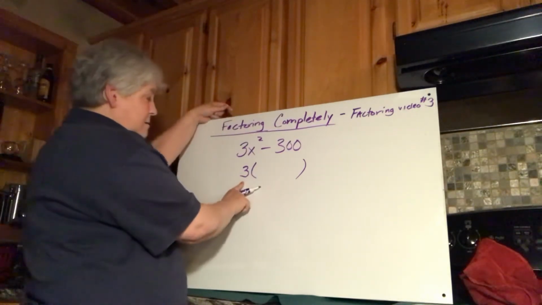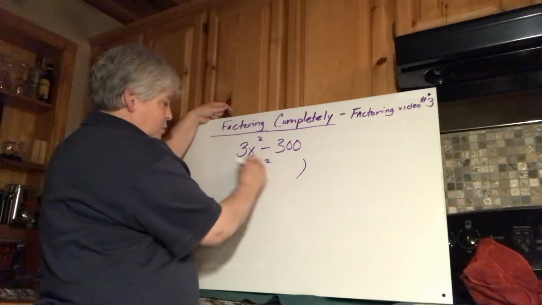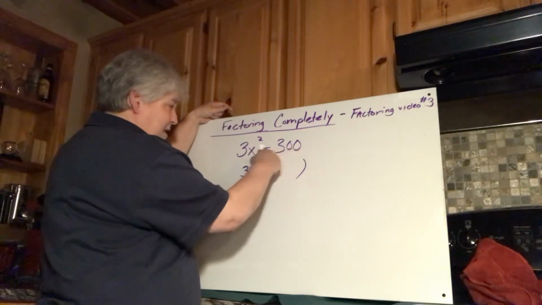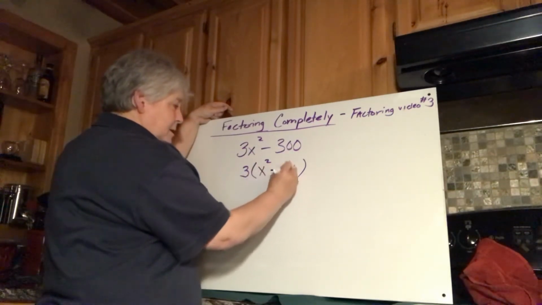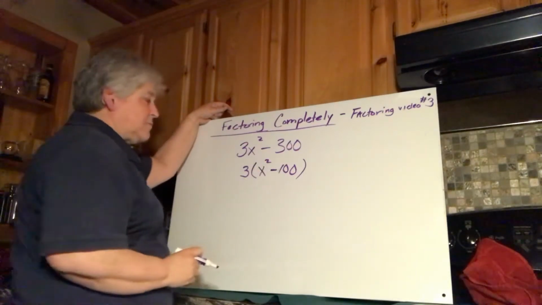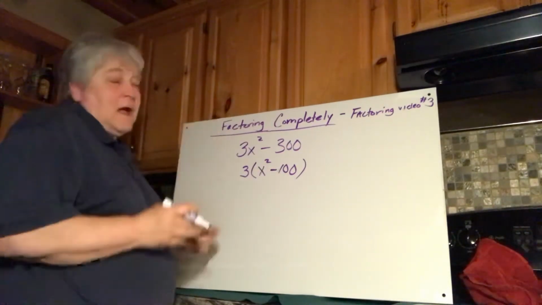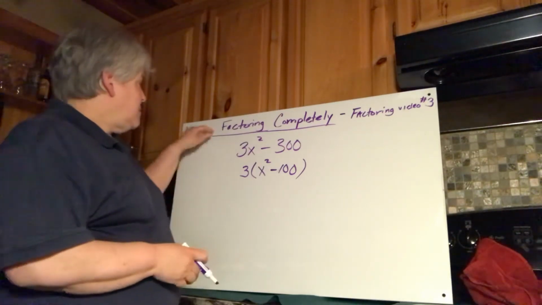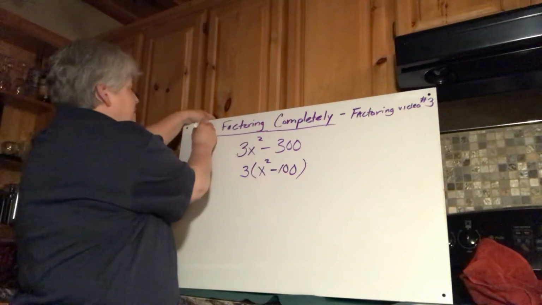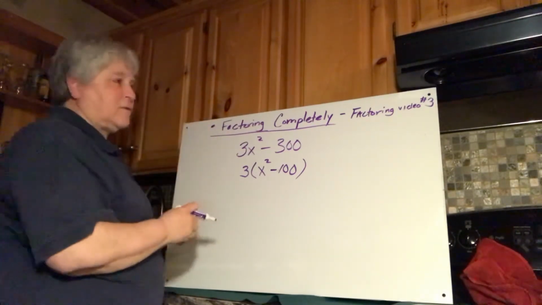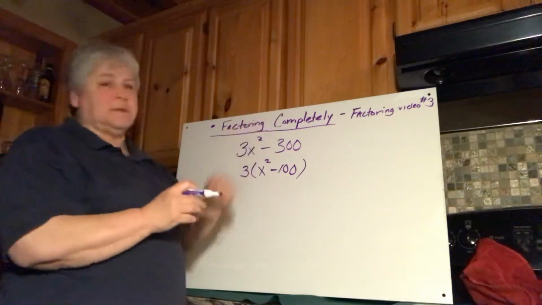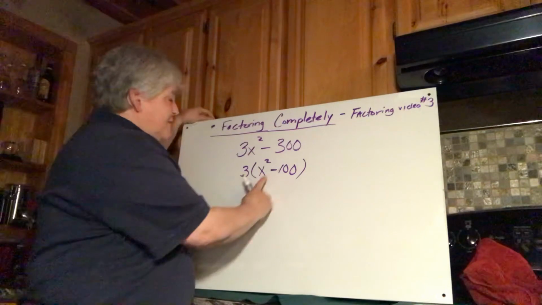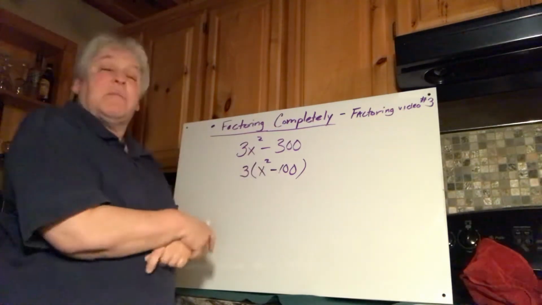So 3 times x squared is where the 3x squared will come from, and the 3 times the negative 100 is where the negative 300 will come from. So that is now technically factored. However, most of the time when a teacher asks you to factor, they really do mean factor completely. So we are basically breaking down our factors until no factor can be further broken down.